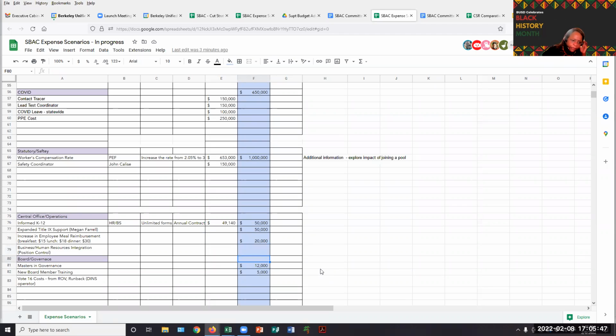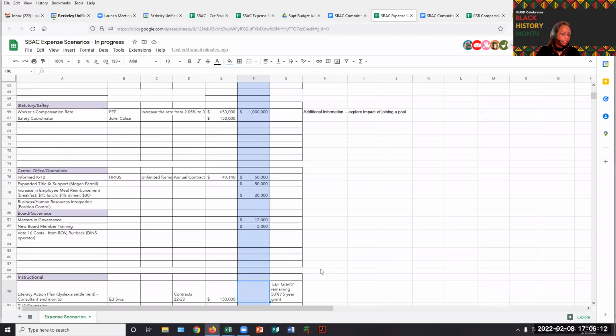We have this position, business human resources integration. We think that's revenue neutral, so there's no cost there. Board governance, there is a request for the board to do a master's in governance for 2 members. That will be $12,000, as well as new board member training, $5,000. So these are the pots of money that we're thinking of just in terms of operations, safety, COVID, etc.